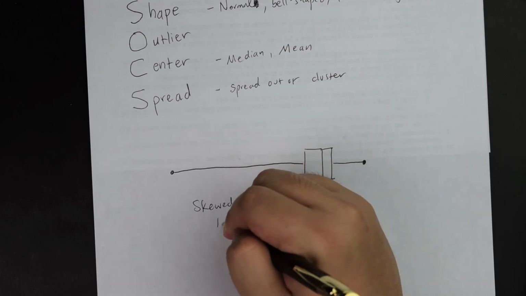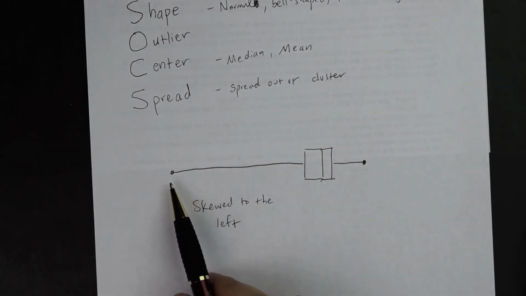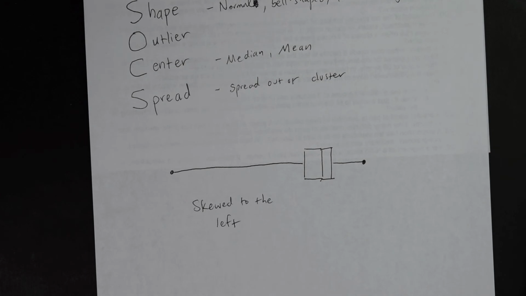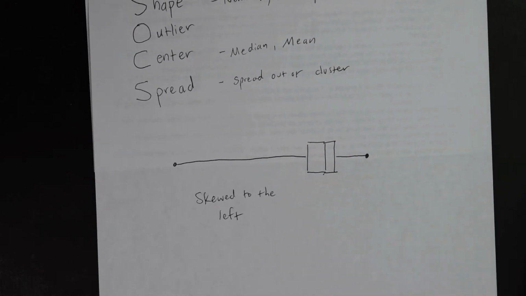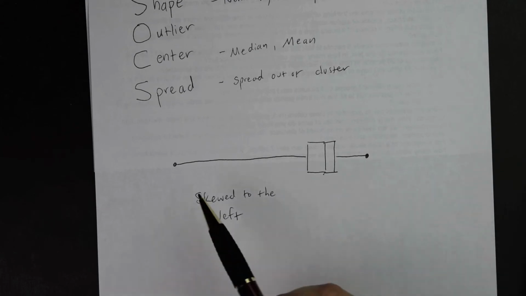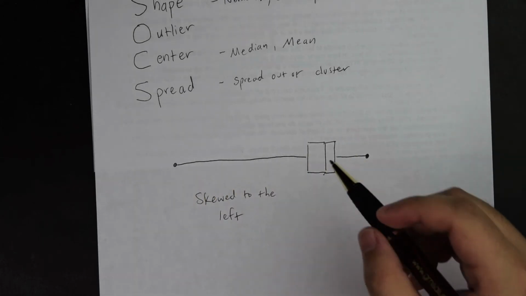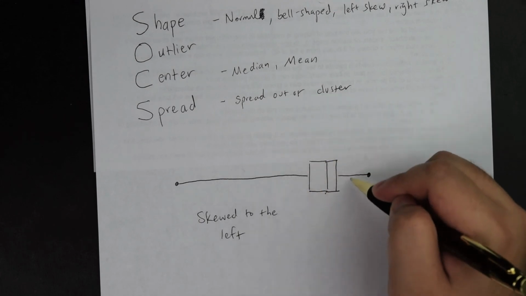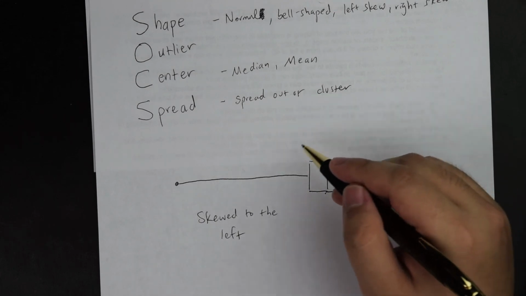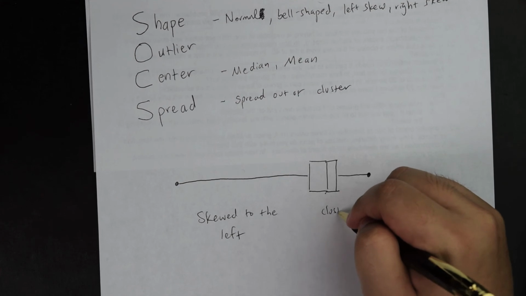And the main reason why is that the whisker is disproportionately long compared to everything else. And so if it's skewed to the right, that means that the right side will be very long. But because of this scenario, it is skewed to the left. That also means, technically, when we talk about spread, that it is very clustered to the right. All the values will be clustered to the right.